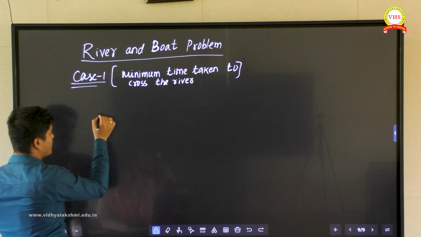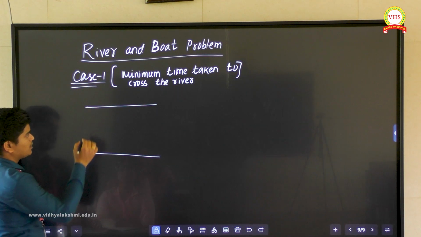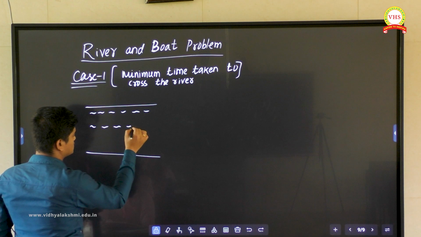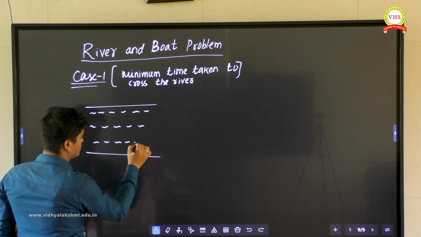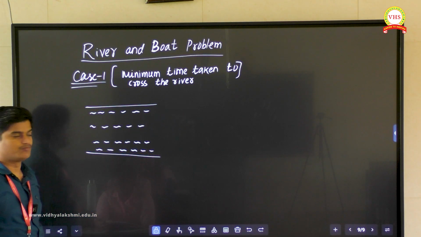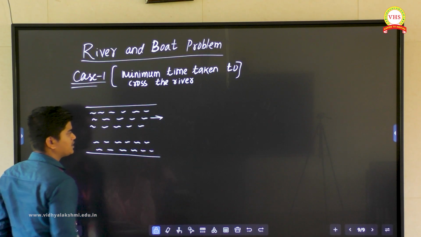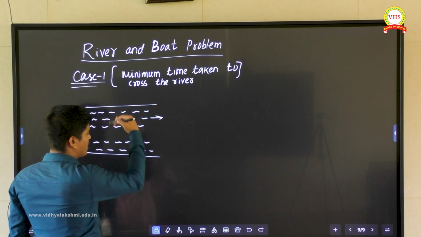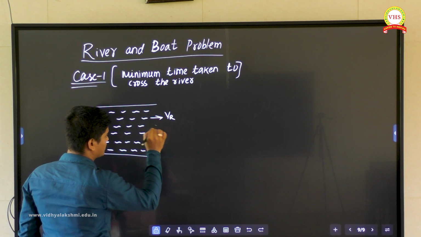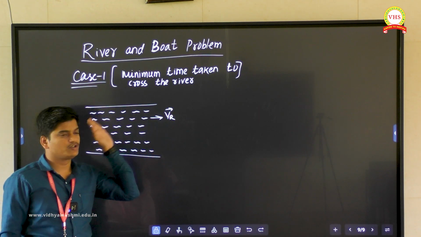Now here listen, I have a river here. In this river you have water. Yes or no? Now the river water is also moving. It is moving towards the right. Moving towards the right, this is water. Moving with what velocity? VR, the river velocity. The water in the river is moving towards the right.